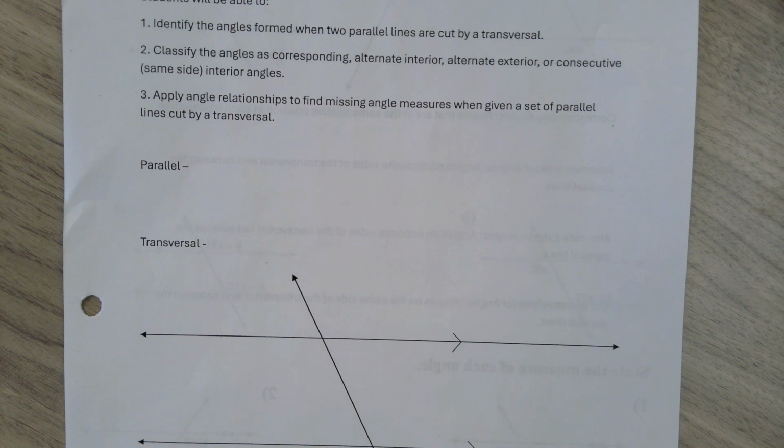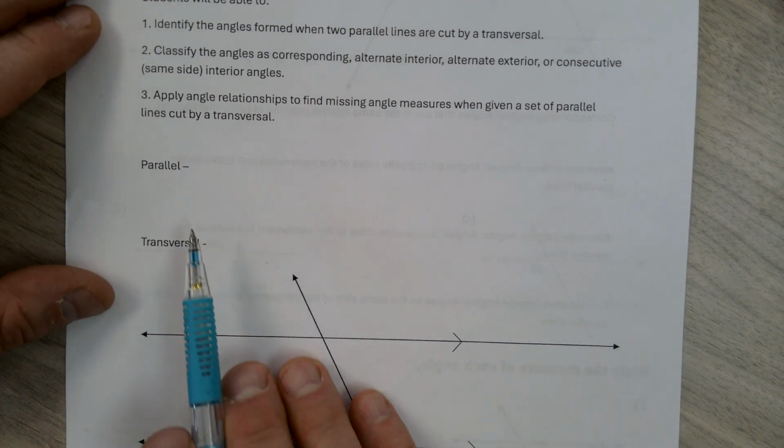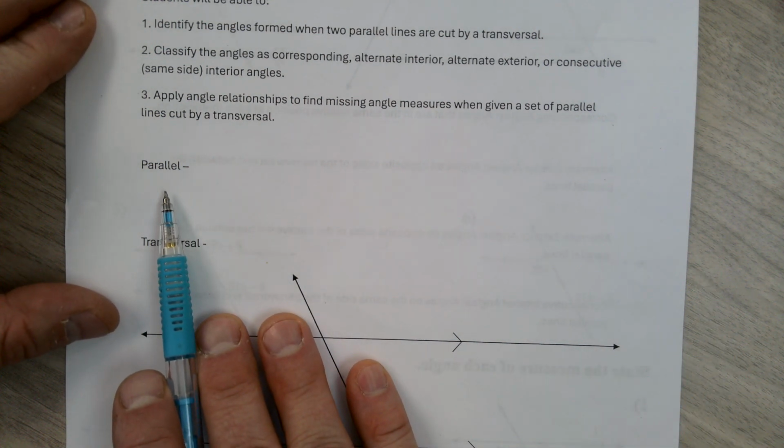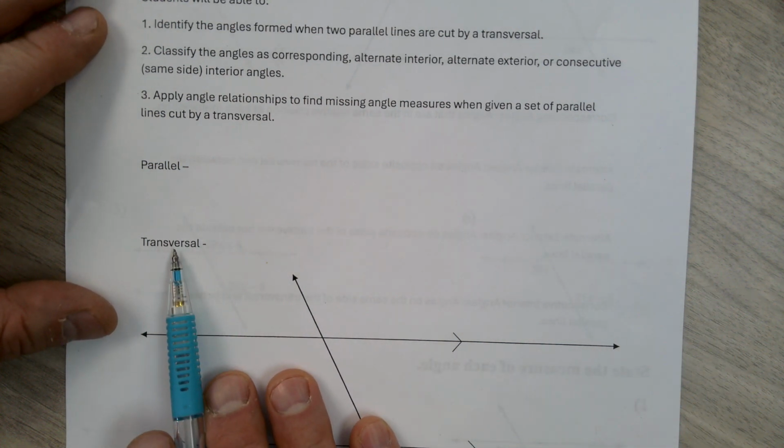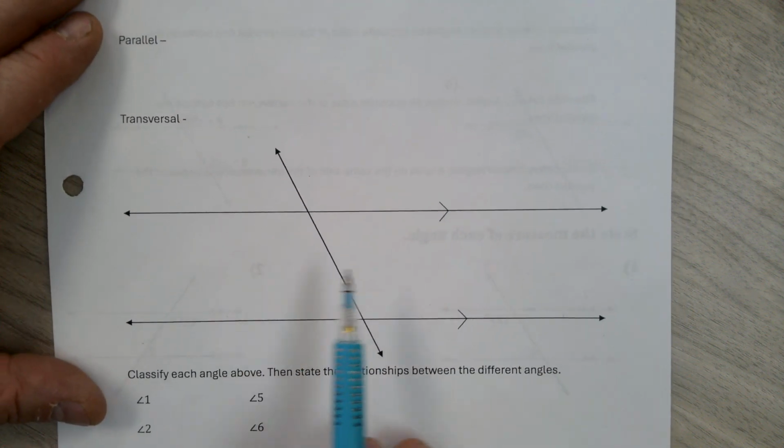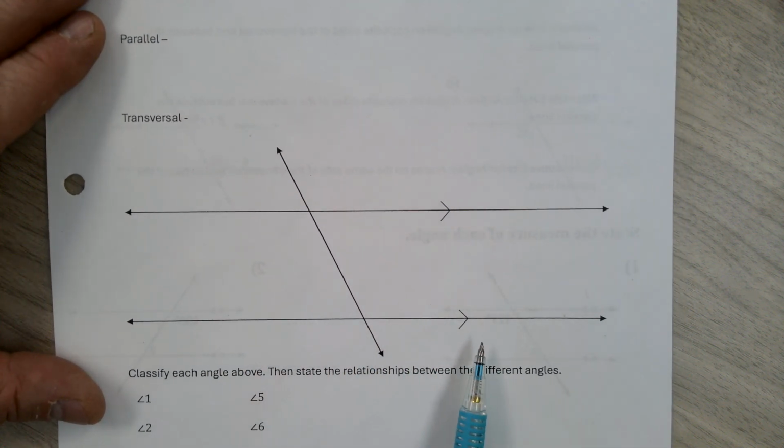This is lesson 1.5 on parallel lines cut by a transversal. So for this lesson, we're going to start by defining what parallel lines are and what a transversal is. Now, parallel lines, here I have a picture drawn of two parallel lines.